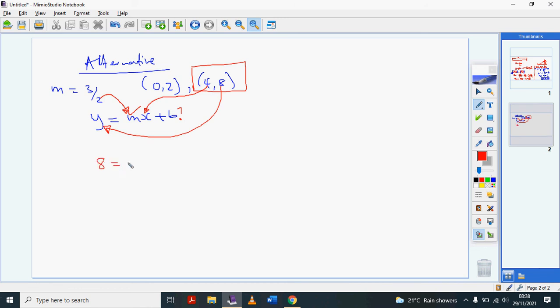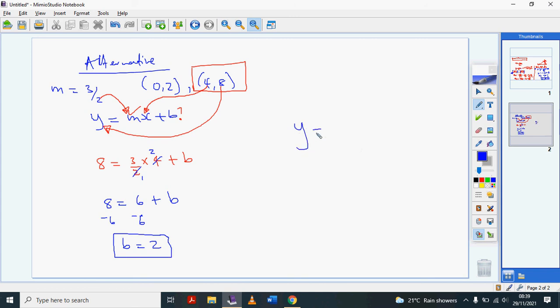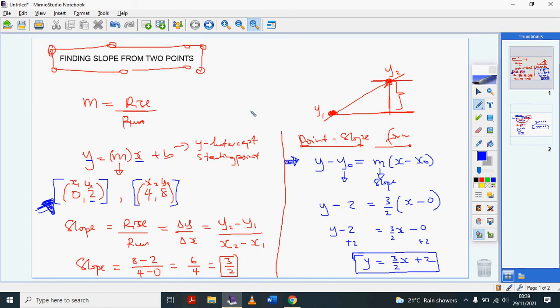So let's try that and see. The y value is 8, the slope is 3 over 2, the x value is 4, and plus b. So I can simplify this: divide by 2 is 1, divide by 2 is 2. So 8 is equal to 3 times 2, which is 6, plus b, and therefore I can subtract 6 from both sides, and I end up seeing that b is equal to 2. Now once I have my b, I just need to write my equation, which is y equals mx plus b. So y is equal to the m, which is 3 over 2, x plus b, which is 2. So I end up getting the same equation. I hope you can see the same exact equation using 2 different methods.